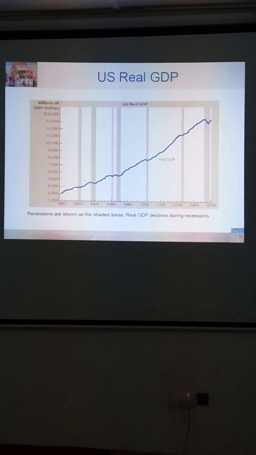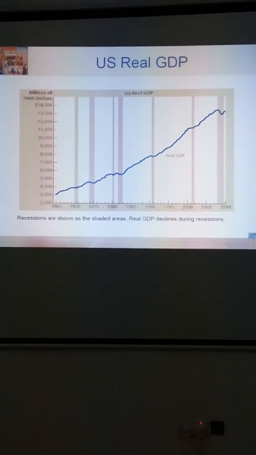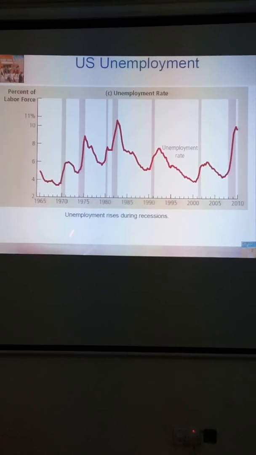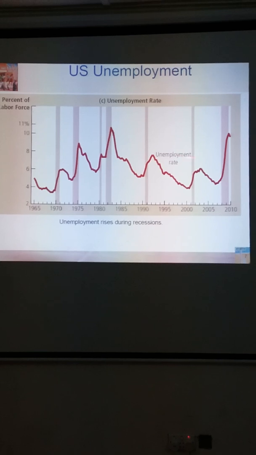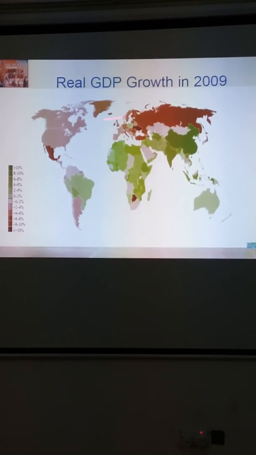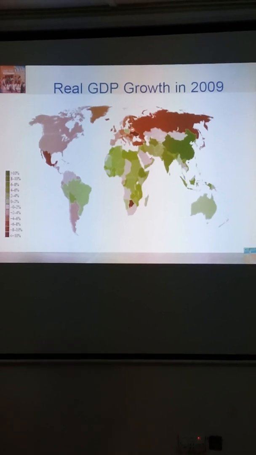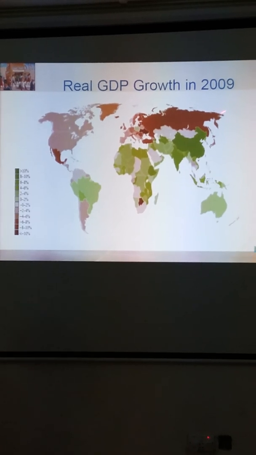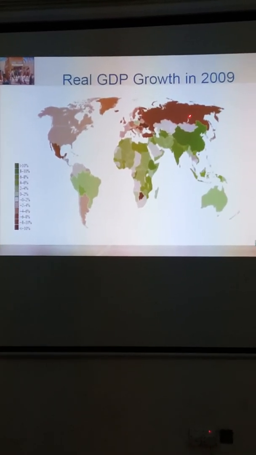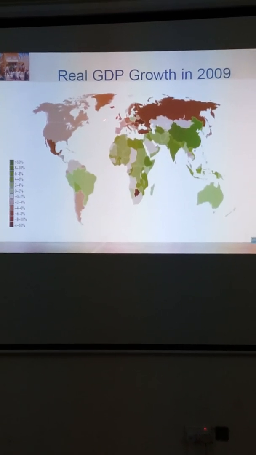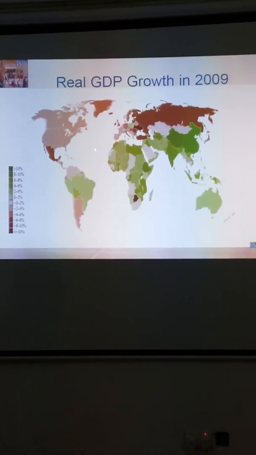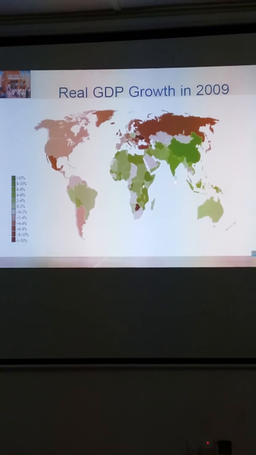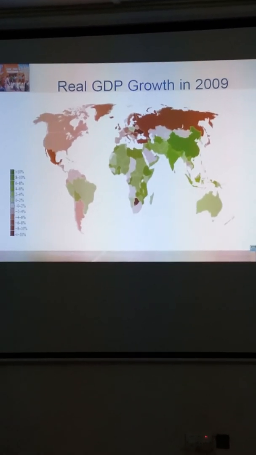US real GDP declined in the recession periods. US investment declined in the recession periods. The US unemployment rate increased in the recession periods. We have real GDP growth in 2009, and we can see that some economies experienced negative real GDP growth, shown by the shaded regions in brown and red, and some other countries experienced positive but low growth rates, shown in green.